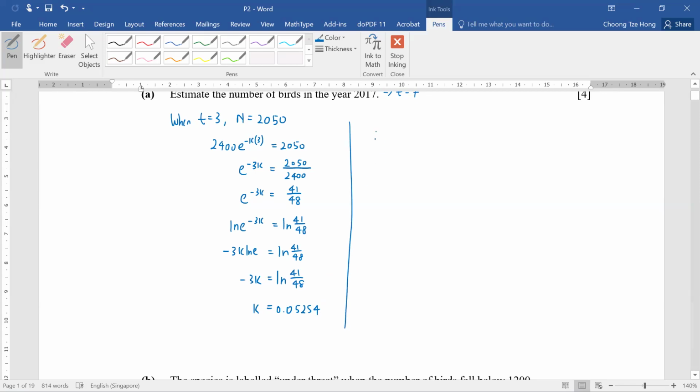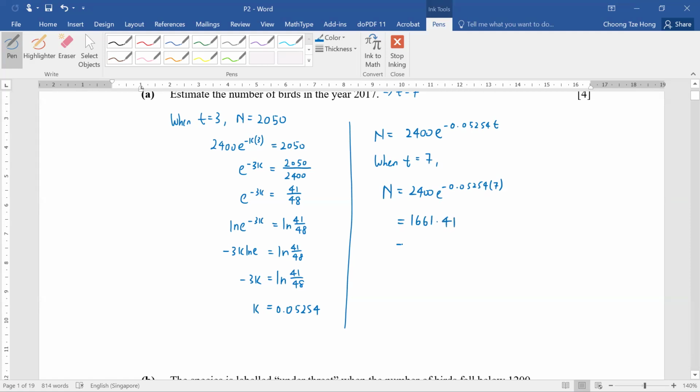Okay, so once we have found the value of k, then we can sub it inside the expression for n. So n will be 2400 e to the power of negative 0.05254t. So basically replace the k with its value over here. Then for 2017, it will be when t equals 7. So n will be equal to 2400 e to the power of negative 0.05254 times 7. Right, then just press into your calculator.